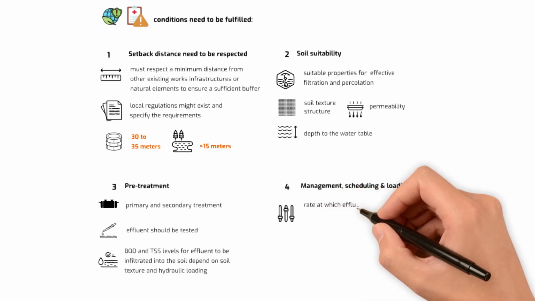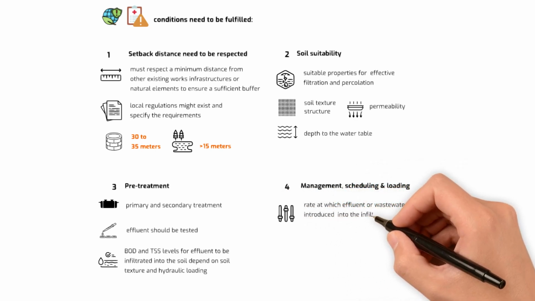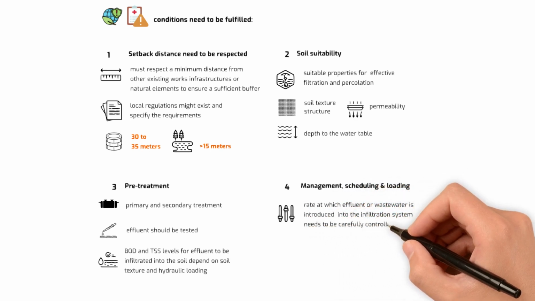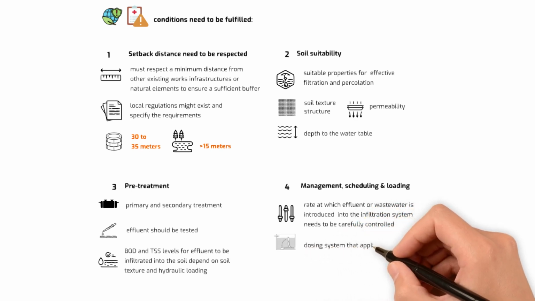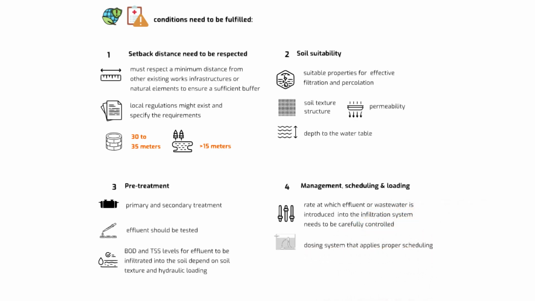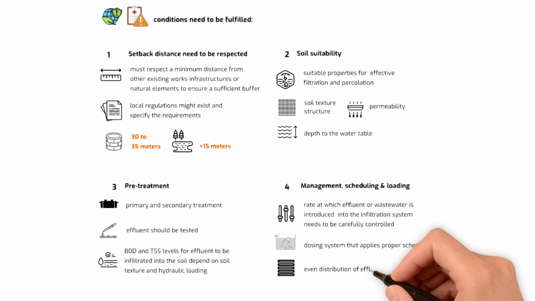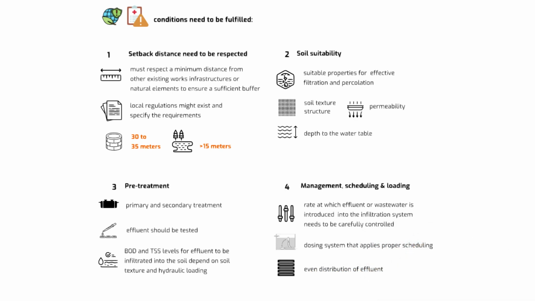The rate at which effluent or wastewater is introduced into the infiltration system needs to be carefully controlled to avoid overloading and potential harm to the environment. The system should include a dosing system that applies proper scheduling to ensure adequate loads and time between loads. Also, ensuring that an even distribution of effluent across the infiltration system is realized is essential. In the following chapters of this training, we will learn more about these requirements.